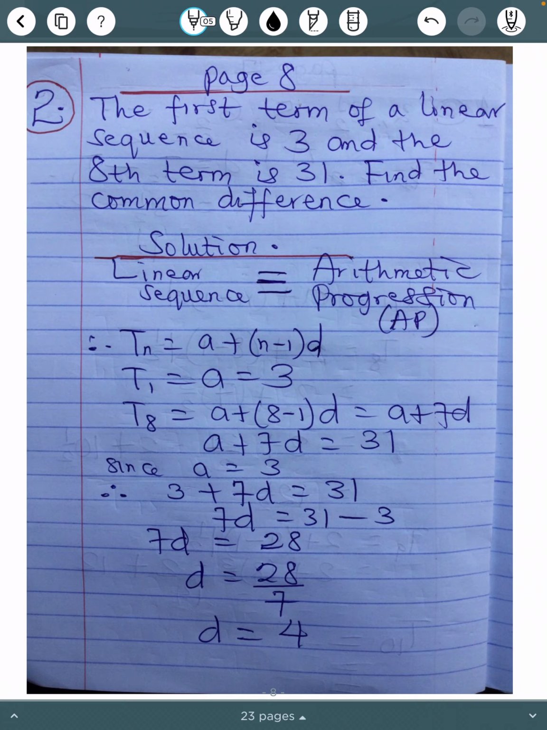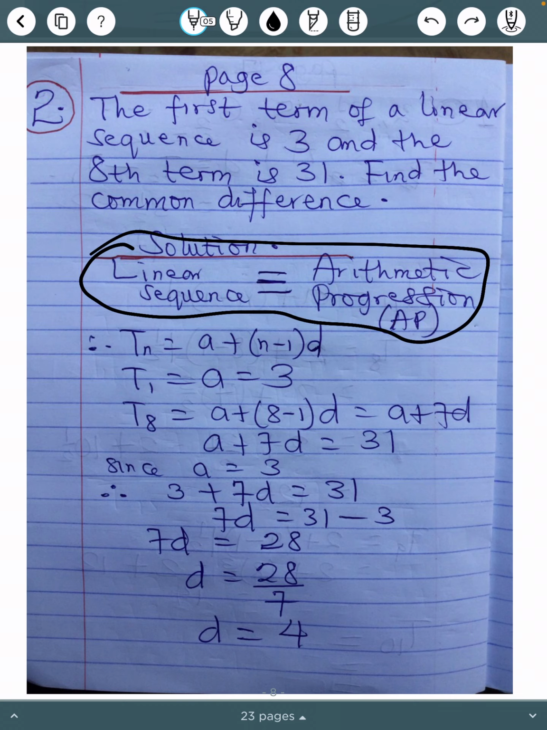Let's look at question 2. The first term of a linear sequence is 3, and the 8th term is 31. Find the common difference. When we say linear sequence, a linear sequence means the same thing as an arithmetic progression. So that means my Tn is a plus n minus 1 d the same way.